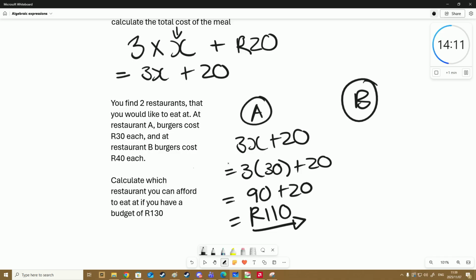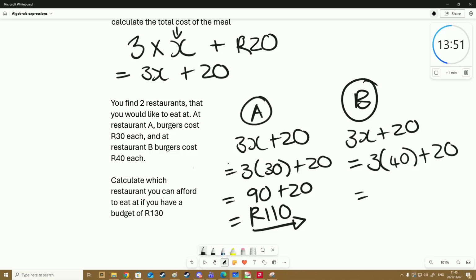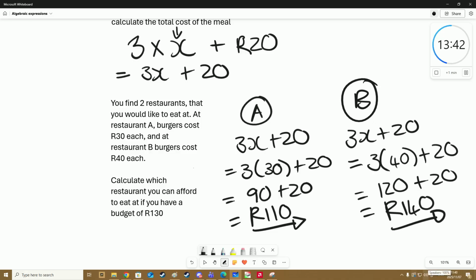Alright, so let's do it together. We use the same formula, 3x plus 20, to calculate the cost at restaurant B. 3 times x plus 20 rand, and x this time is 40. 3 times 40 is equal to 120, plus 20 will be a total of 140 rand. So at restaurant B it will cost you 140 rand to eat there.